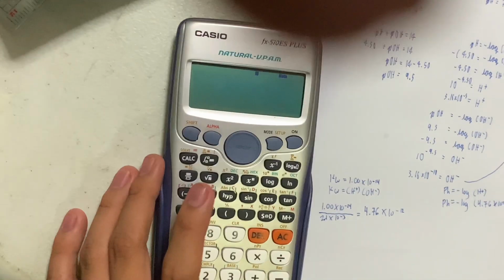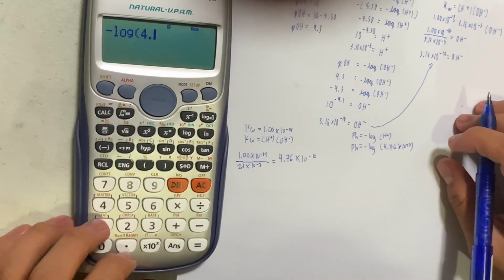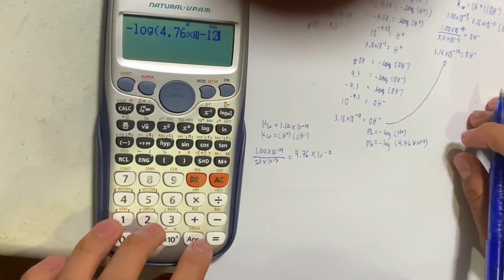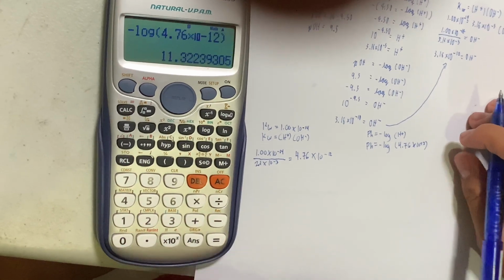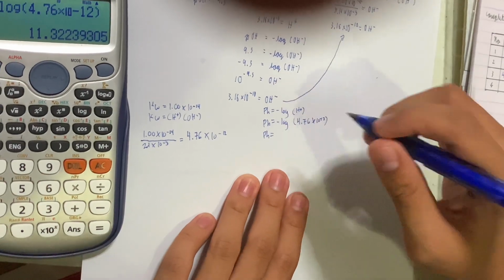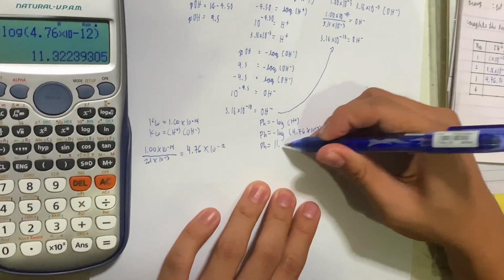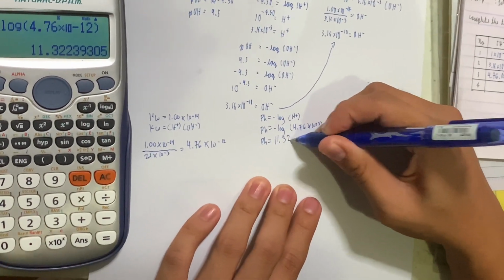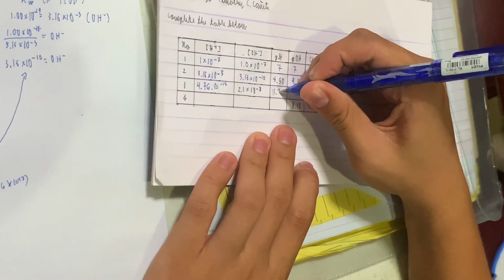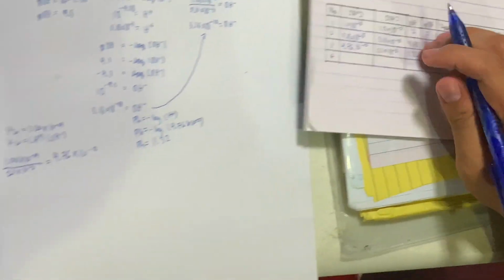So you input that in the calculator, which would be negative log 4.76 times 10 to the power of negative 12, and we're gonna have 11.32. So put this right here, write it down. As you can see in the calculator, that's the result. So you're gonna write 11.32 over here, and that's how you get your power of hydrogen in this one.